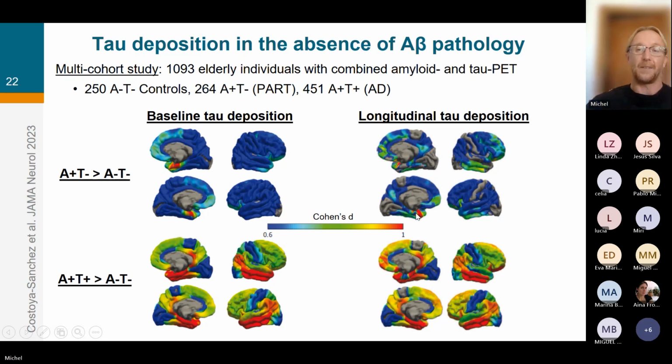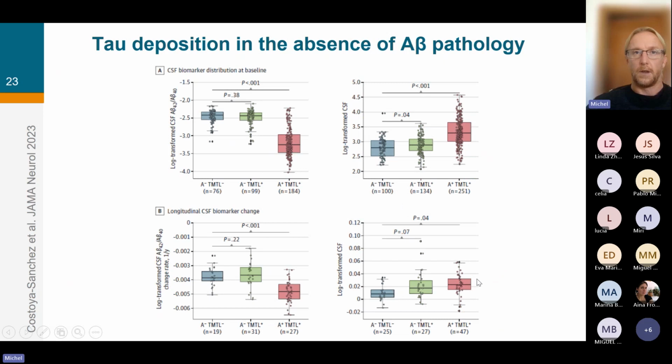It does continue to accumulate in the medial temporal lobe, and that's not necessarily a good thing by itself. So I might come back to that later. However, if there's amyloid present, then by definition you have Alzheimer's disease, you're in the Alzheimer's trajectory, and your progressive tau accumulation goes wide above the medial temporal lobe to these neocortical areas.